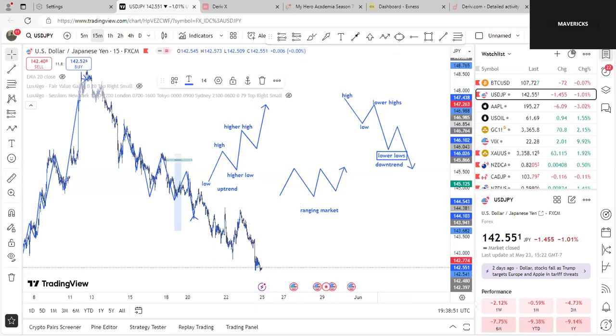I've been mentioning a couple of things. I said price moves in three phases: uptrend, downtrend, ranging market. In an uptrend, price continuously creates higher highs, higher lows. In a downtrend, price creates lower highs and lower lows. That is how you identify an uptrend and a downtrend. Are we all clear on that before I continue? Yes, we are.